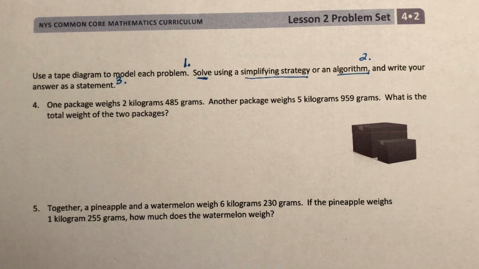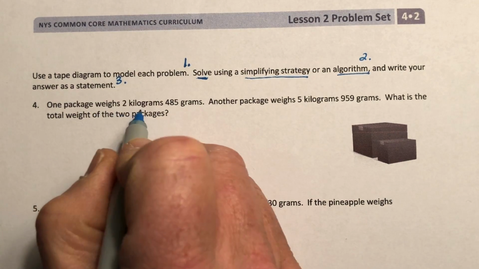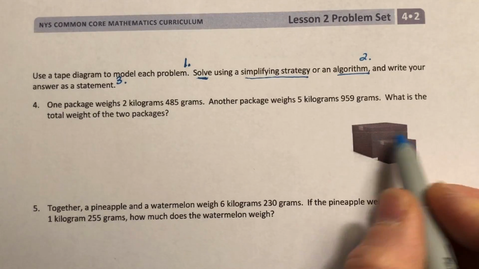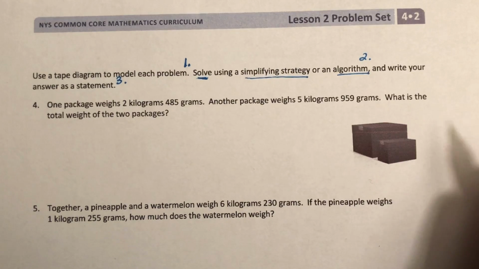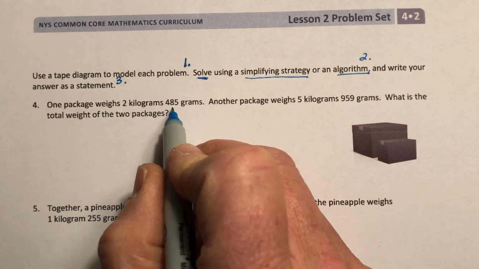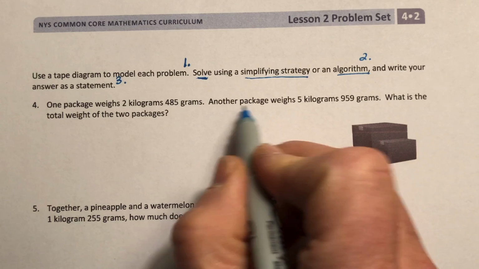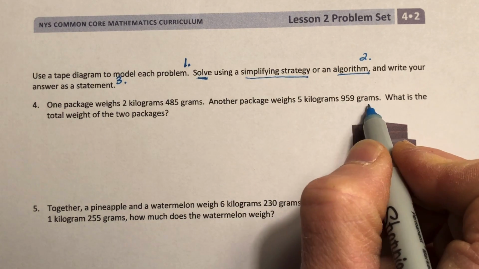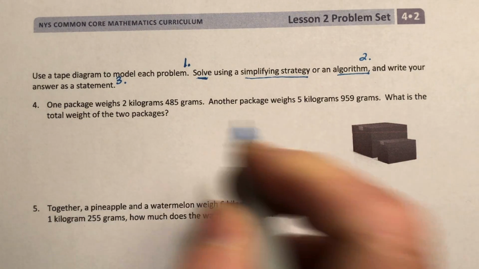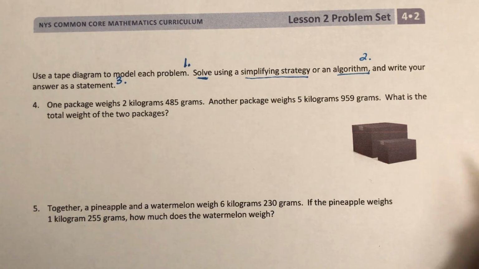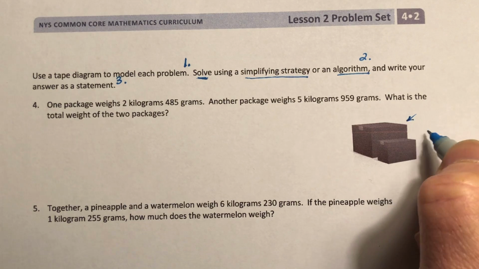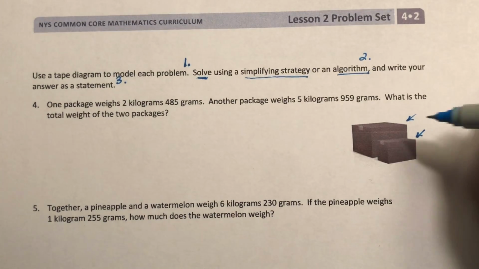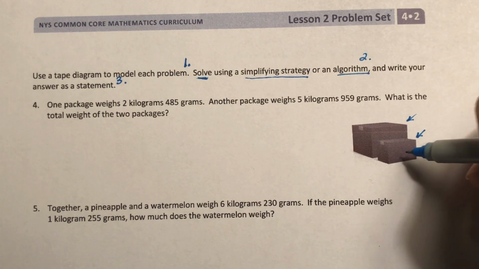So over here, we've got one package weighs 2 kilograms, 485 grams, period, stop. I see 2 packages down here, all right? So one of them weighs 2 kilograms, 485 grams. The other package weighs 5 kilograms, 959 grams. What is the total weight of the 2 packages, okay? So what's the total weight? So I got to find out what the big package is added to the small package, okay? So one of the packages is 5 kilograms, 959 grams, probably the bigger one, and the smaller one is this.